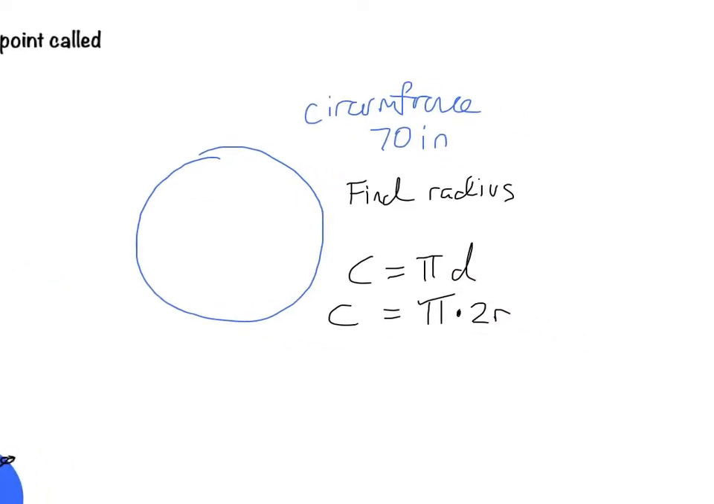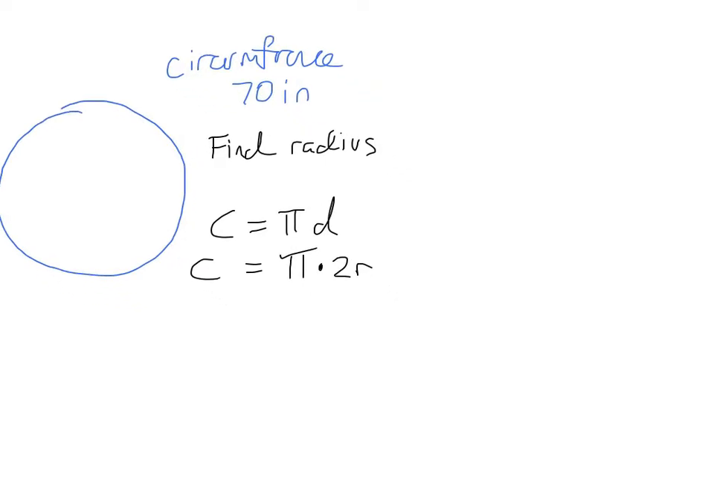Well, let's see. What did they give us? They said the circumference was 70 inches. So let's plug that in there: 70 equals pi times 2 times r. Oops, that's supposed to be a 2.